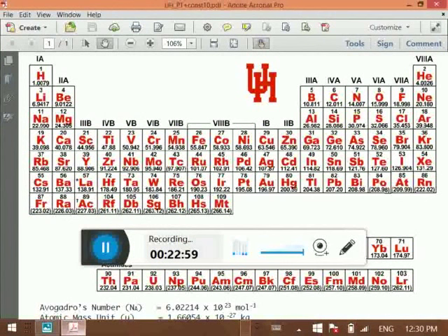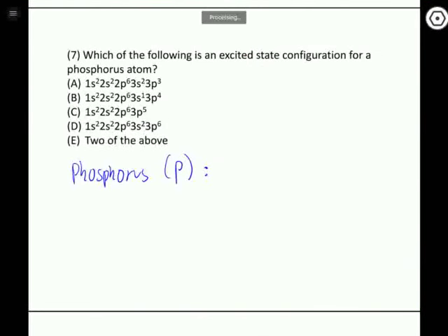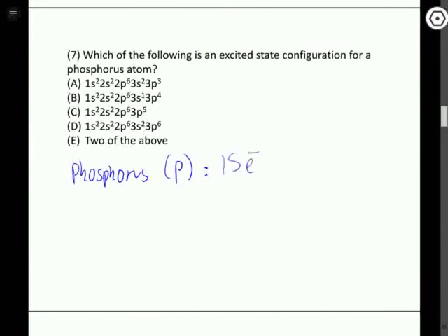So there's phosphorus. We need to understand what an excited state means. We've talked about excited states just a little bit, but not so much in the context of multi-electron atoms. So when we say excited state, here's what we mean.